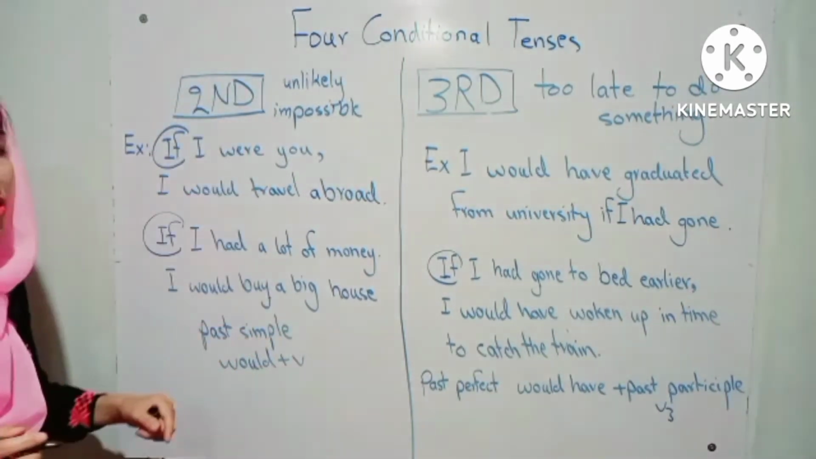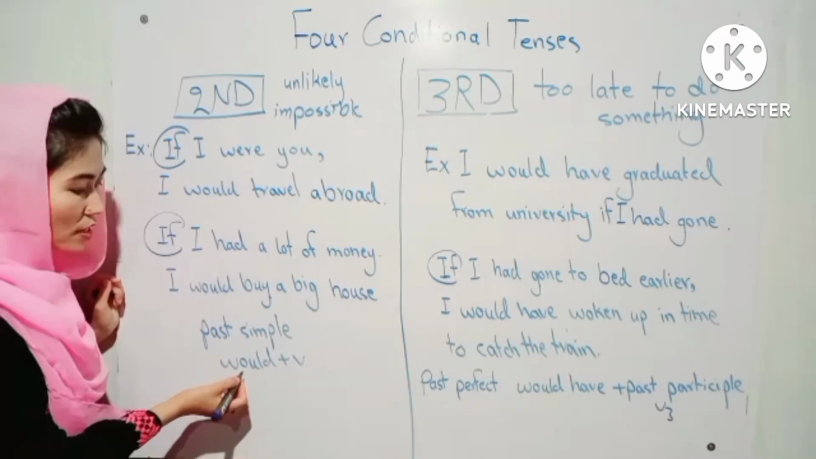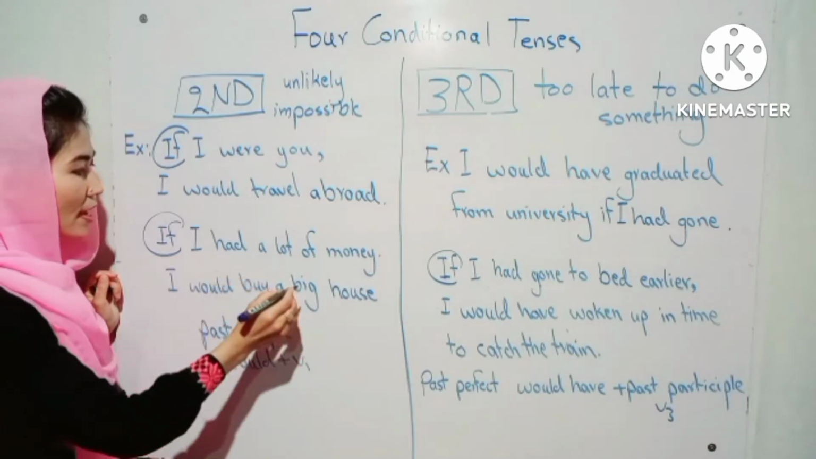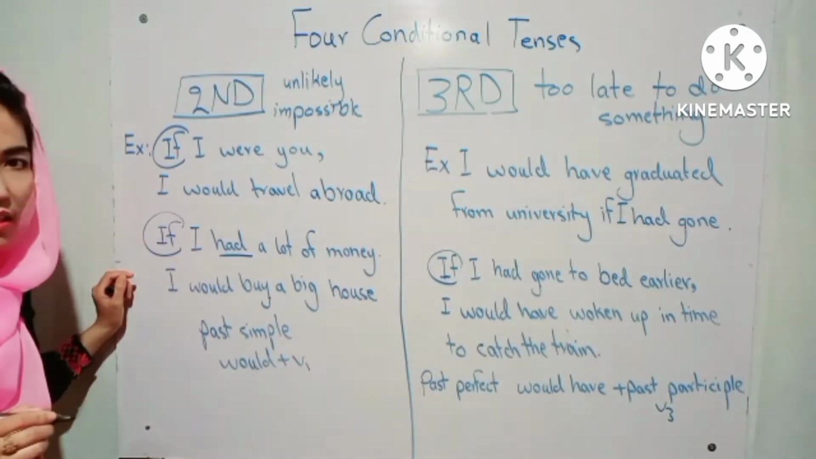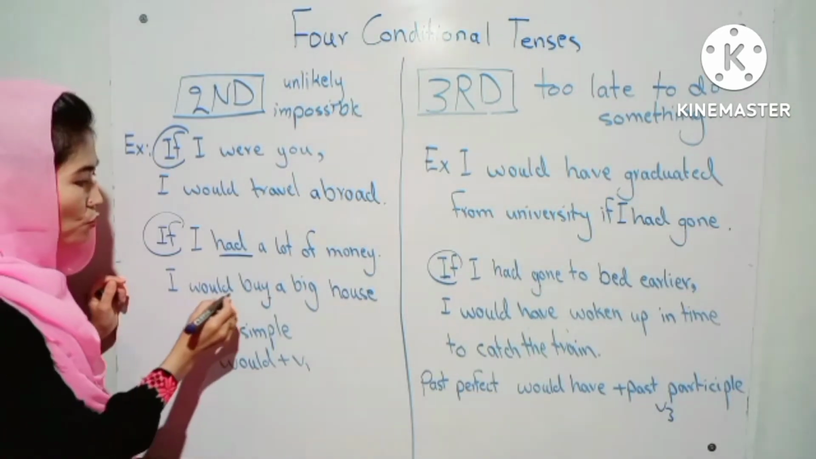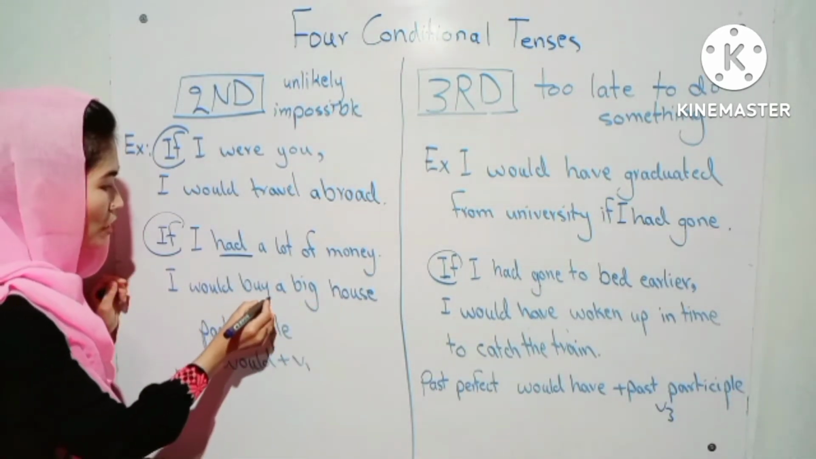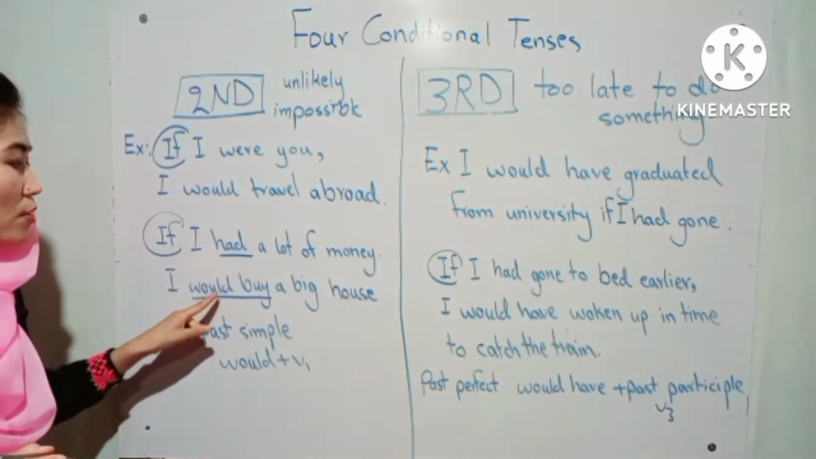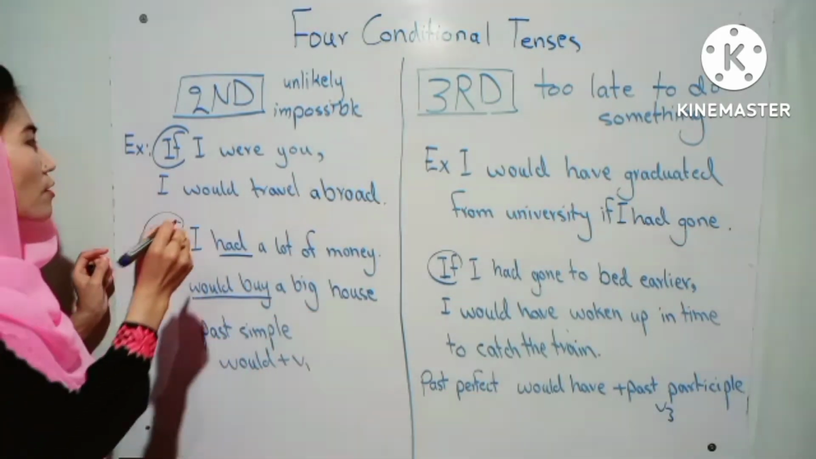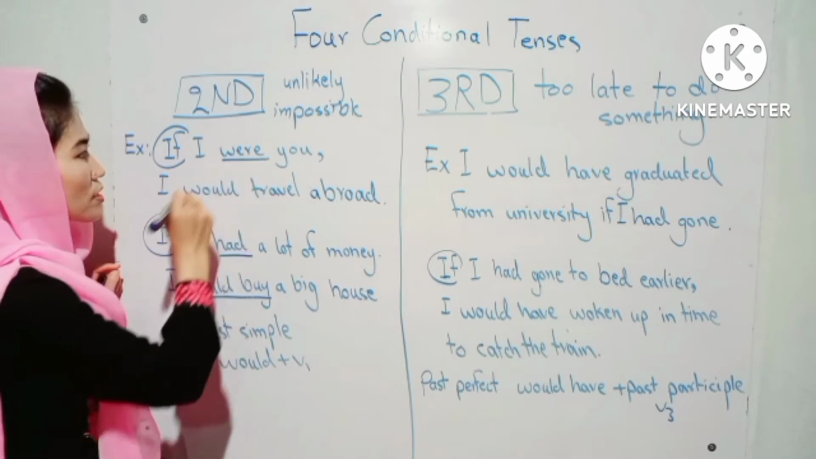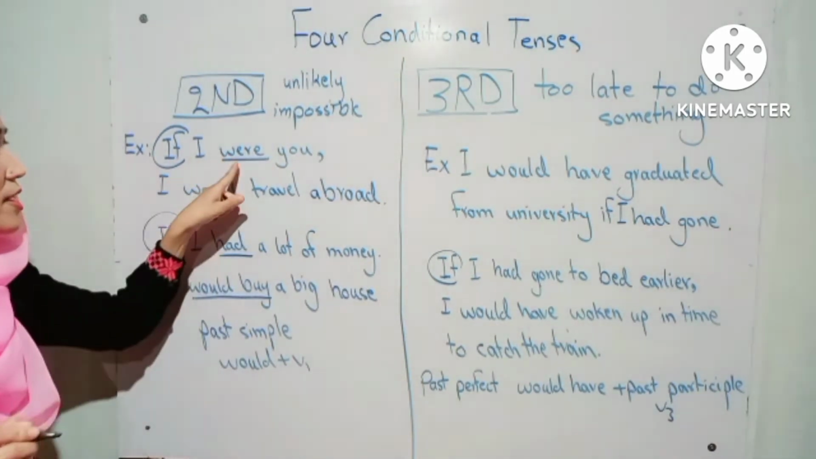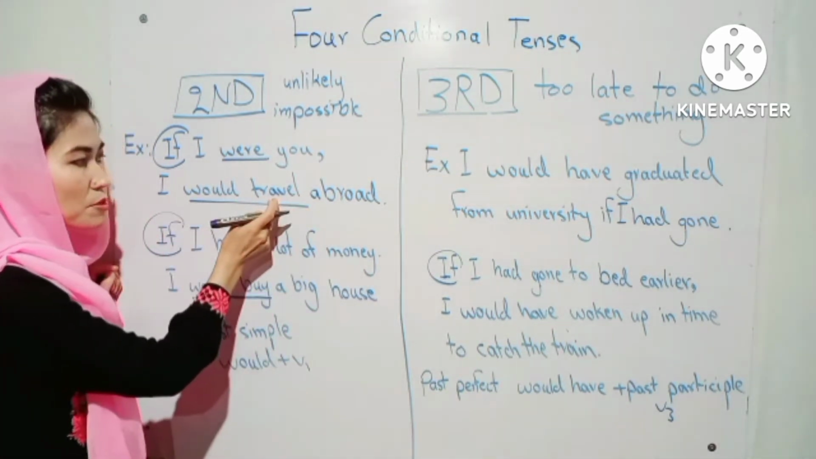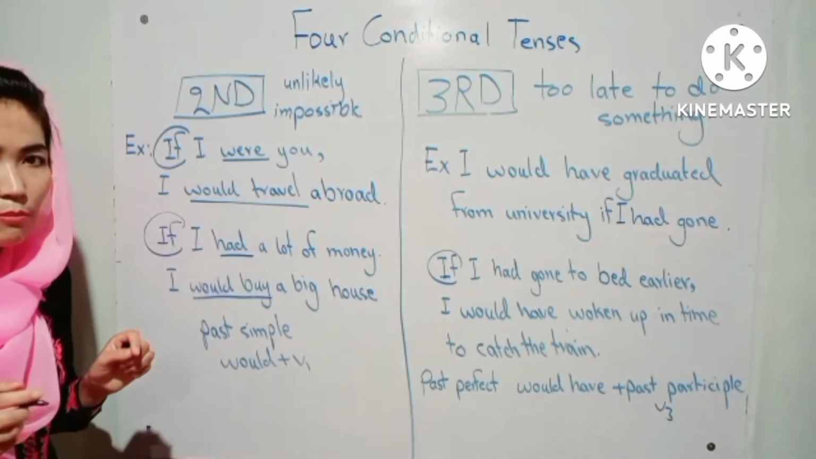And in second conditional tense, we use past simple with would plus base form of the verb. So, if I had a lot of money, had is past simple. I would buy a big house, would plus verb, would buy. Buy is the base form, okay? I would buy a big house. And the first, if I were you, simple past tense, okay? Were you, if I were you, I would travel. Would plus base form of the verb, I would travel abroad.